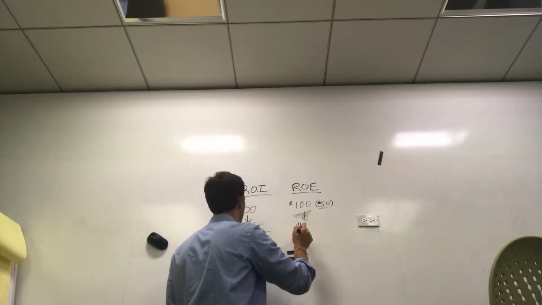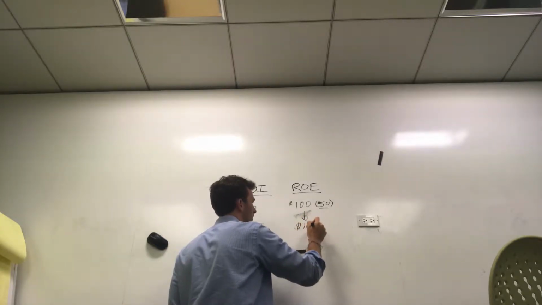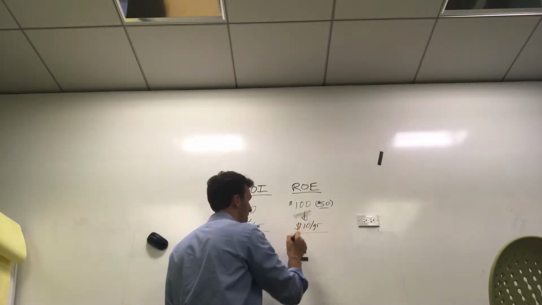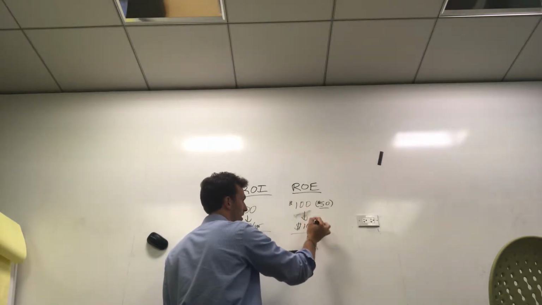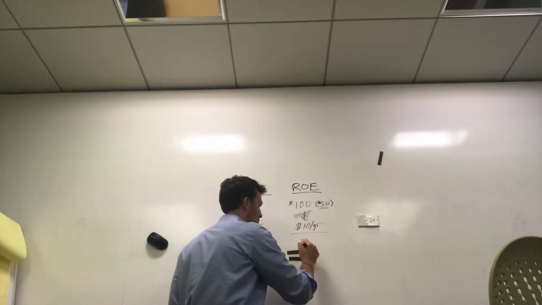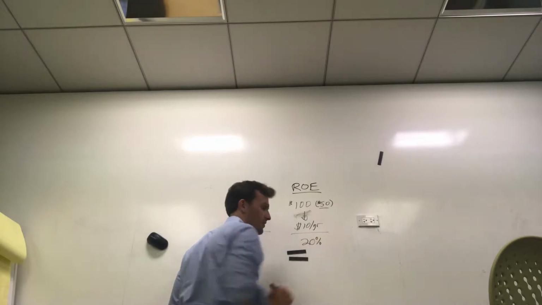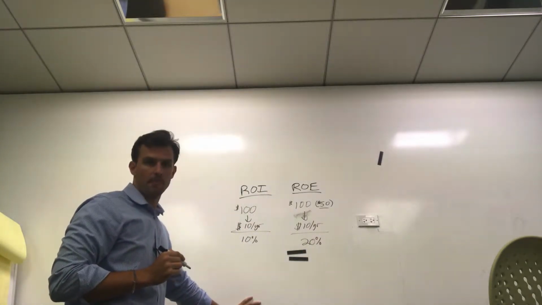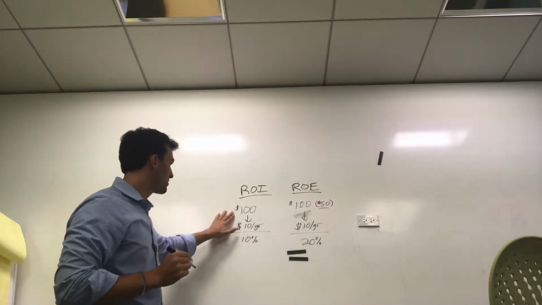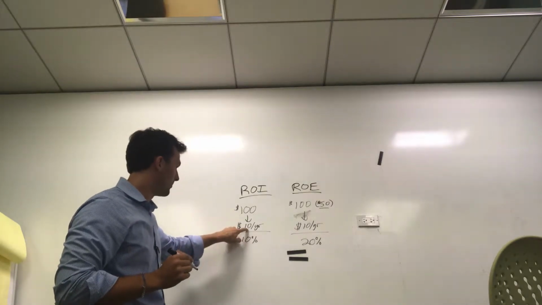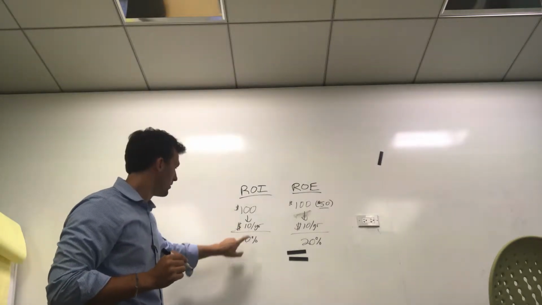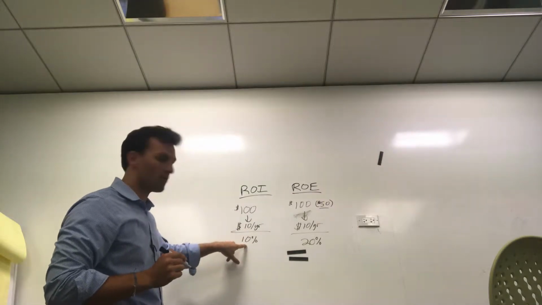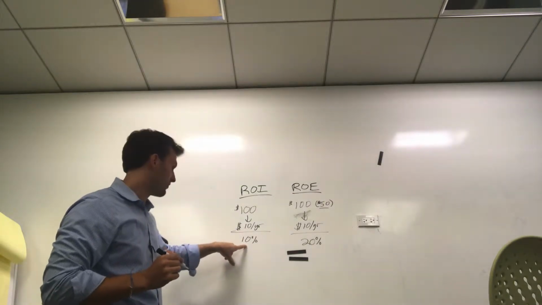And you make $10 a year. Now what is that? That is not 10 divided by 100, but 10 divided by 50, which is 20%. Does that make sense? So in this example, I spent 100, making $10 a year, and I got 10% return on investment.